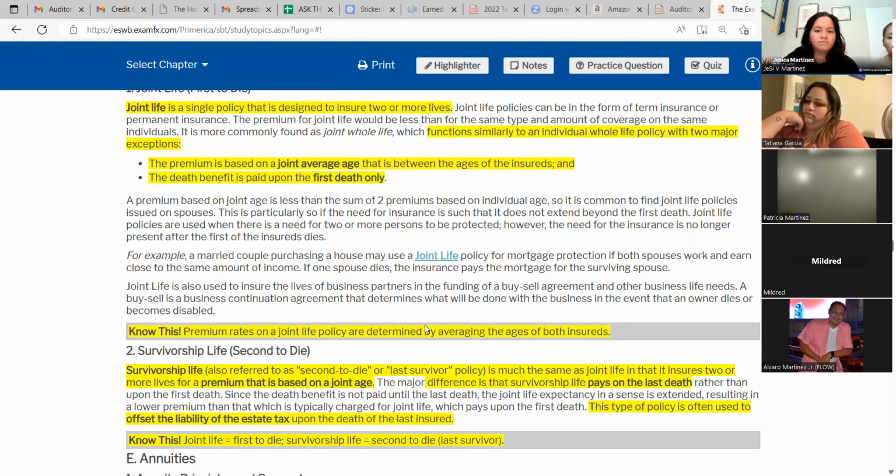Basically, the other spouse will become the beneficiary. Correct. So let's say it's me and Al, I pass away, he's the beneficiary of the policy, he automatically gets the amount, the money.